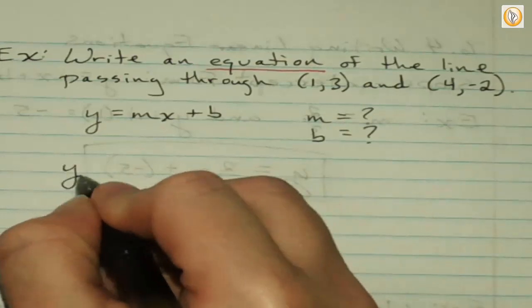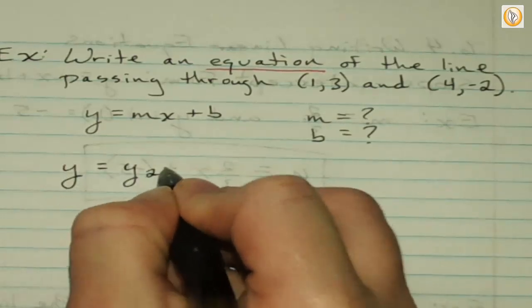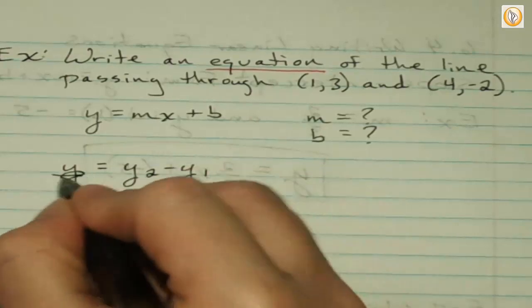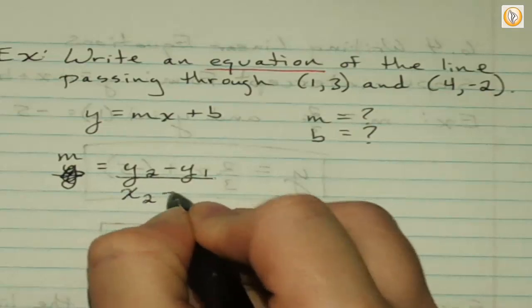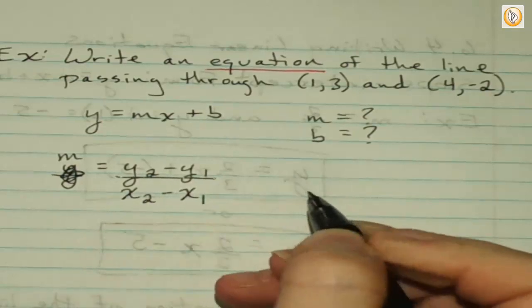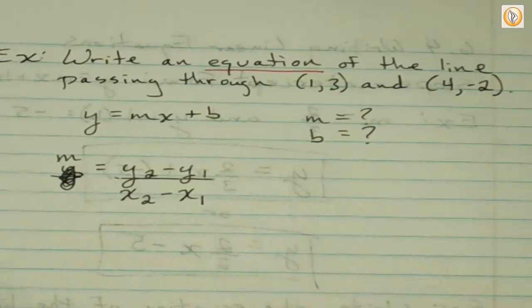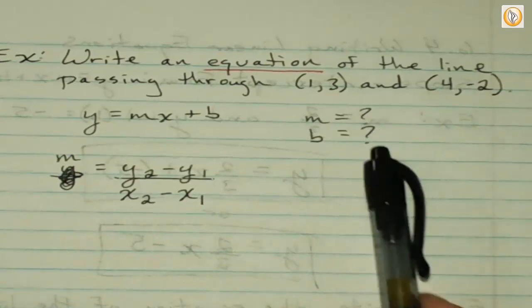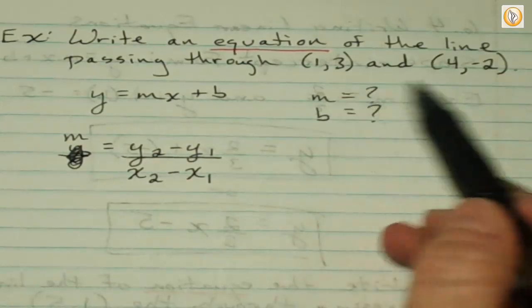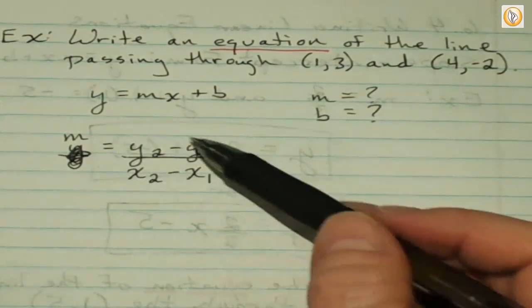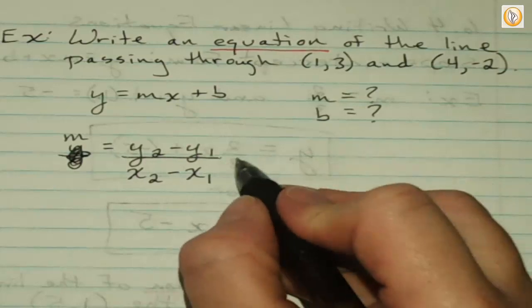What is it, Franz? y2 minus y1 over x2 minus x1. There you go. Franz is correct. That's an M there because we're looking for the slope. We don't have the slope. We don't have the y-intercept. So when you have two ordered pairs, we're going to use this to first find the slope.